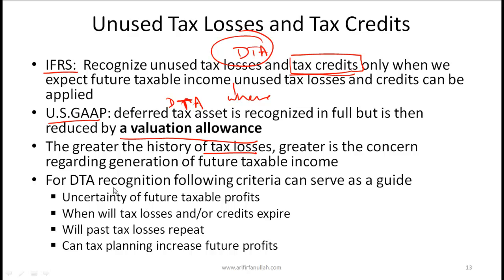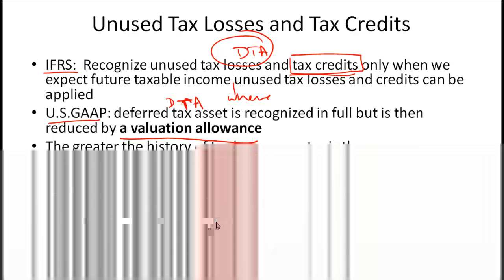And for deferred tax asset recognition, the following criteria are useful. So you need to look at the uncertainty of future taxable profits. If the uncertainty is high, then at least according to IFRS, as we just saw, we should be careful creating deferred tax assets. And similarly, if there are tax losses or credits which will expire soon before the company becomes profitable, then again it doesn't make sense to create deferred tax assets, and so on.